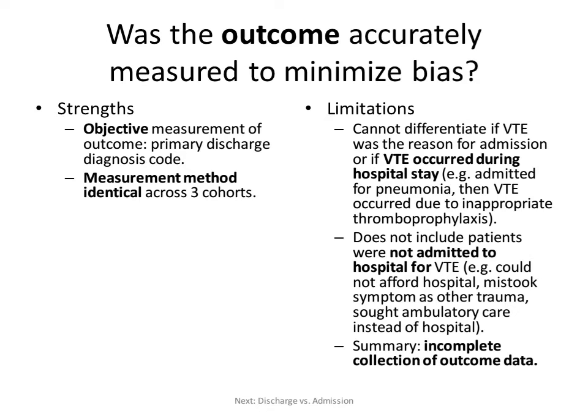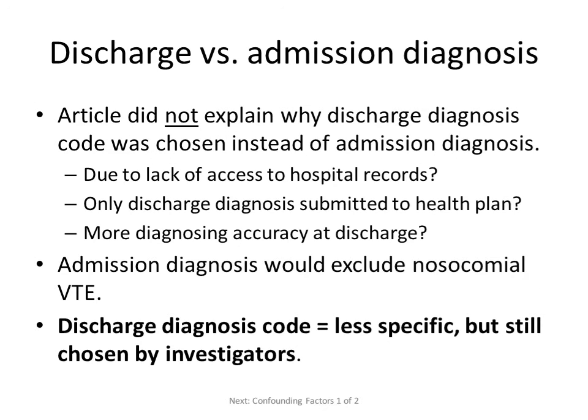The measurement of outcome was also objective and consistent across cohorts, but by only looking at discharge diagnosis of VTE, there was incomplete collection of outcome data. There are many issues with using a discharge diagnosis. The patients could have come to the hospital for an unrelated issue like a bone fracture, then developed a clot, or it could have been from the medical treatment they received while in hospital. There would also be undetected VTEs if patients died outside of the hospital or died during a hospital stay. None of those patients would have a hospital discharge.